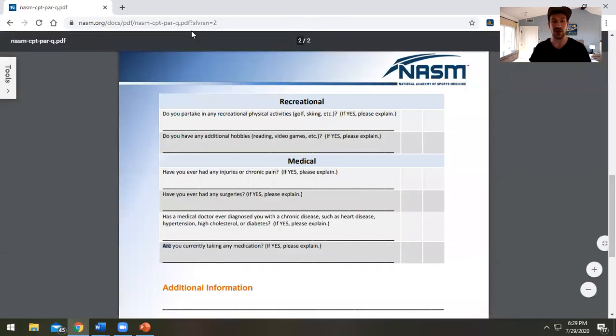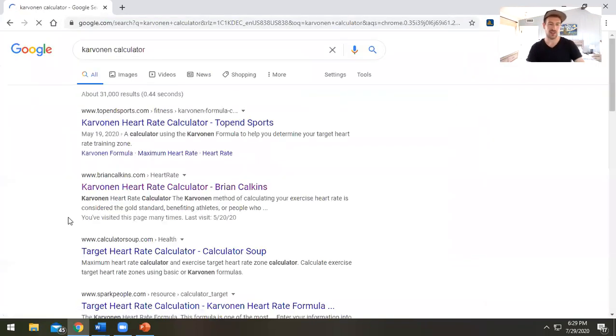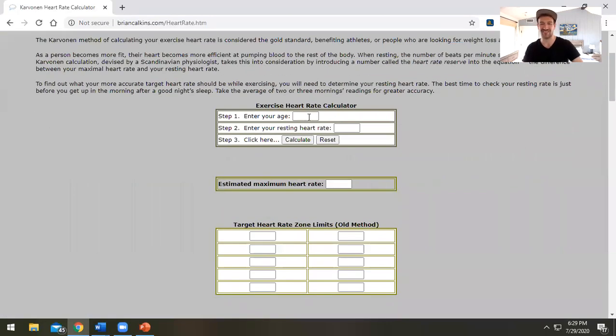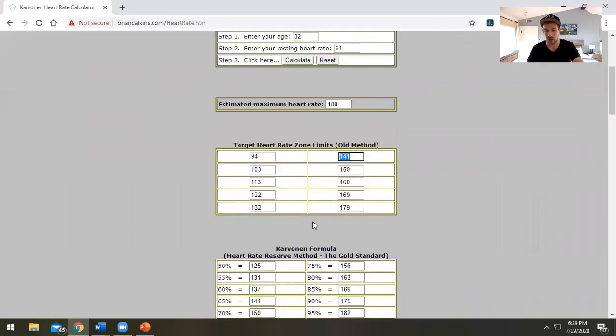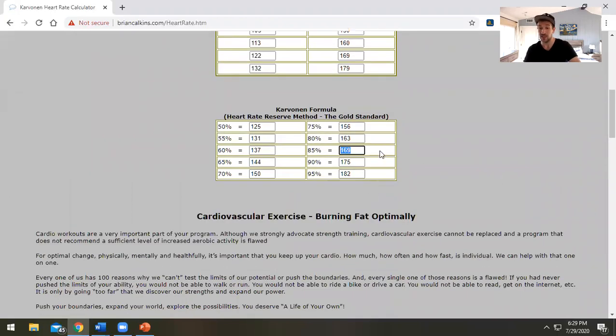By the way, if you want a really easy way to do this, use a Karvonen calculator. This website right here is the one I like to use, briancalkins.com. It has been up for like 10 years. You just enter, I'm 32, resting heart rate 61, calculate. Boom. The old method, my old zones would have been 141 to 160. But now my new zones are 156 to 169. So that's going to give me a much more accurate method for calculating this.